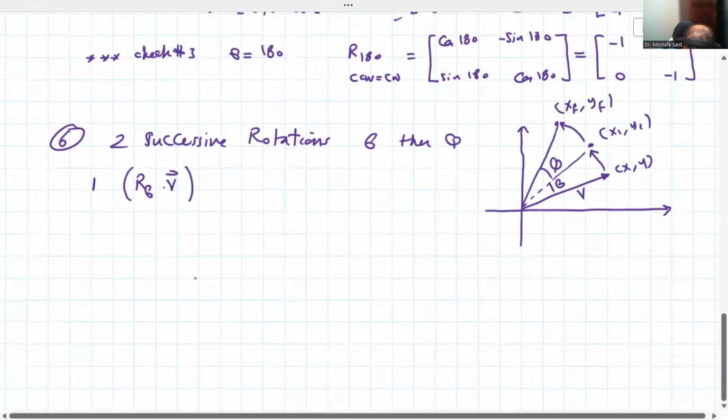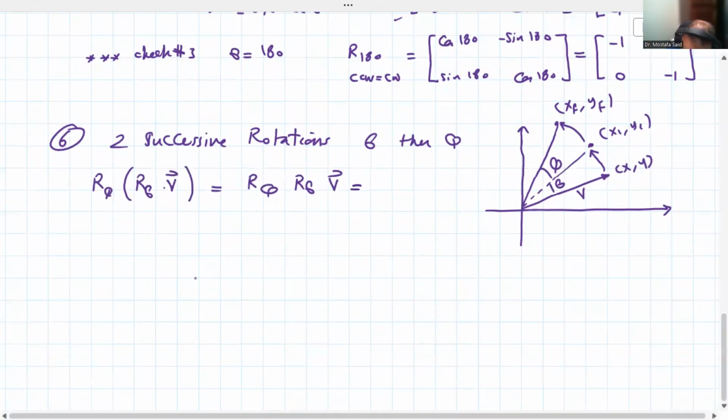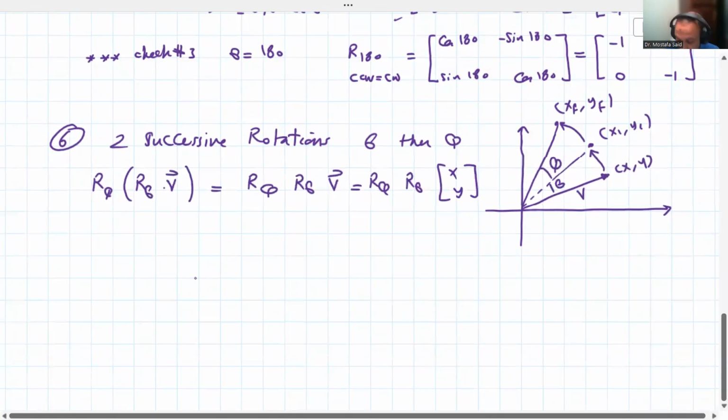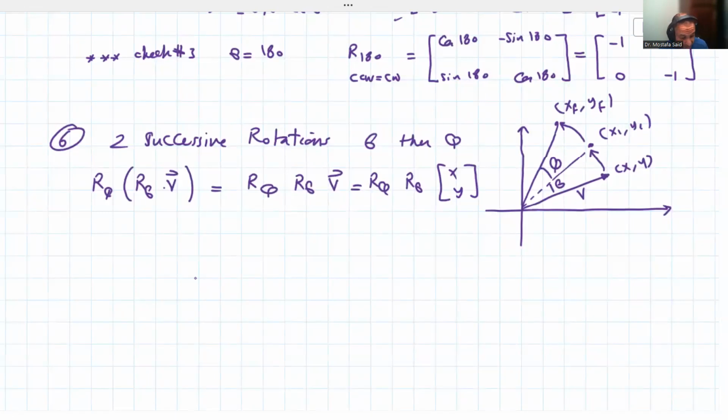So we're gonna multiply by R phi. Okay, so we can write it in this way: R phi, R theta, then phi, or R phi, R theta, x and y. Okay, so let's take an example for that. But before I take the example, this is the first way to do it, right?